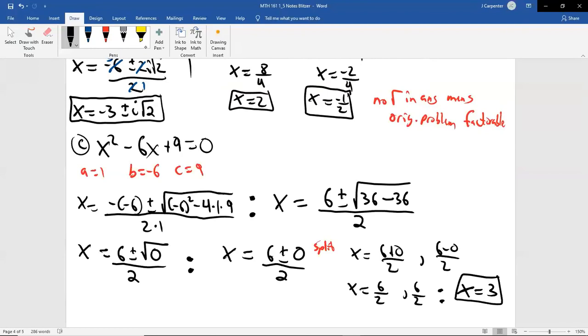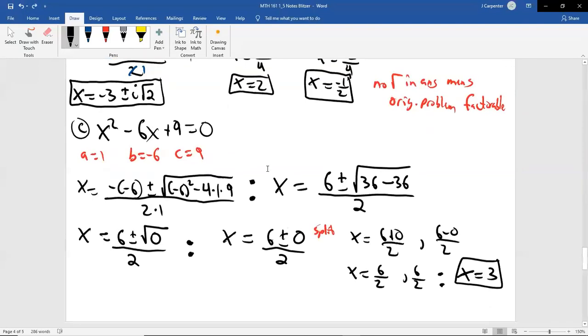That can happen. It happens because of this. Whenever the inside of a square root ends up being 0, the square root is 0, and then the adding and subtracting of 0 does nothing. The plus or minus is completely irrelevant. You can just toss it out at that point, and the answer is 6 over 2, which is 3. That's what leads to what we call repeated roots.